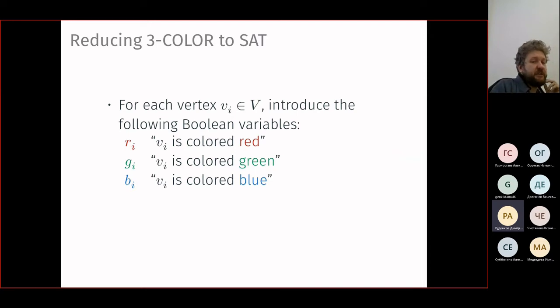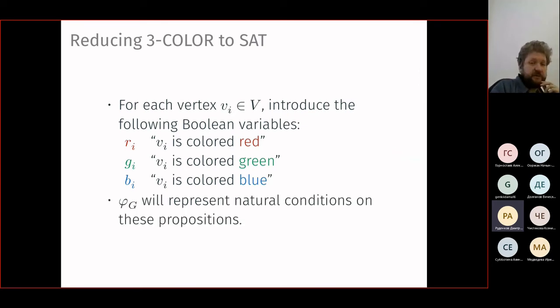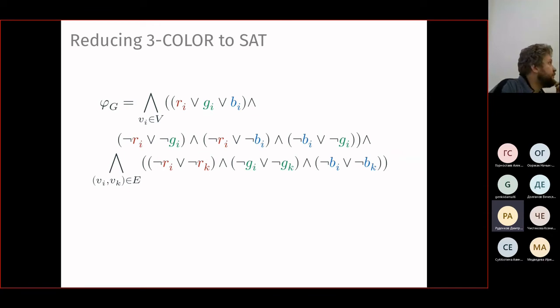And then we need to write down the natural conditions on these. And these conditions will be expressible as Boolean formula, Boolean expressions. And this is the big Boolean formula. Let's take a look at it. So this is the conjunction for all V, for any. So the first big conjunction starts here and ends here. It's the first 2 lines.